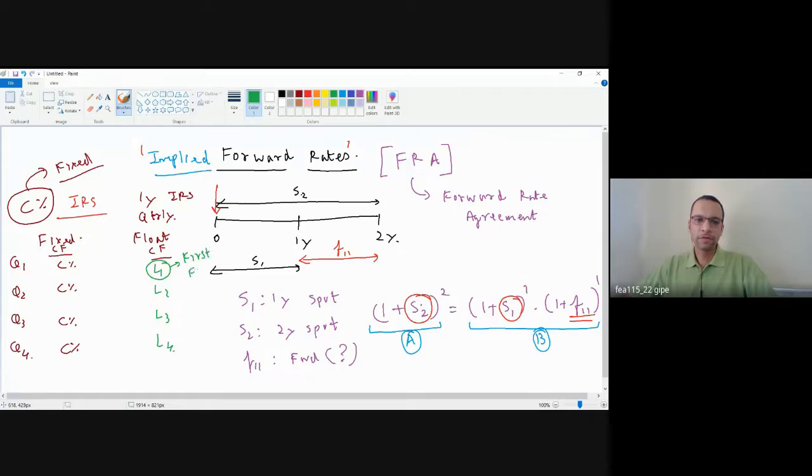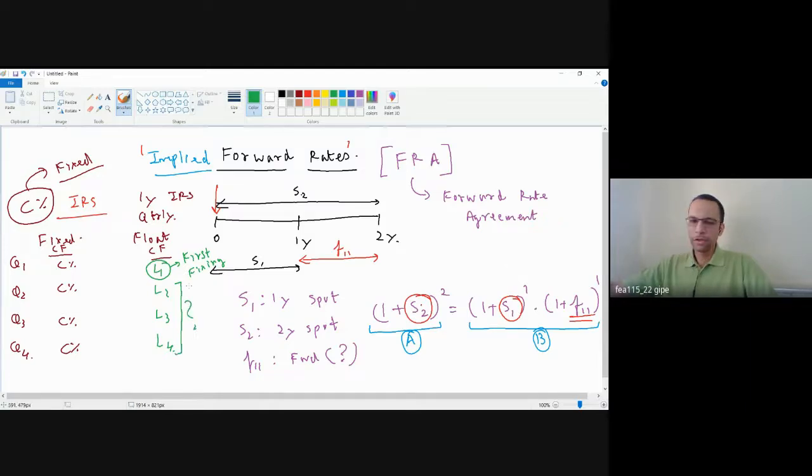When I say first fixing, if I am entering into the swap today on 16th of March, I can have my T minus 2 fixing which is available. So T minus 2 days back, that is 14th of March, I have my LIBOR rate. I can simply look that up and that can become my first fixing. But L2, L3, and L4, these are unknown.